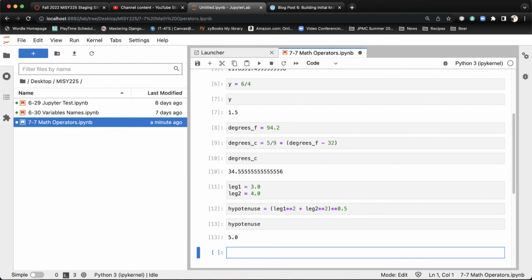So none of this should be too surprising. The mathematical operators are pretty consistent with what you expect. Hopefully you'll have no problems. If you have any questions on this, of course, please let me know.